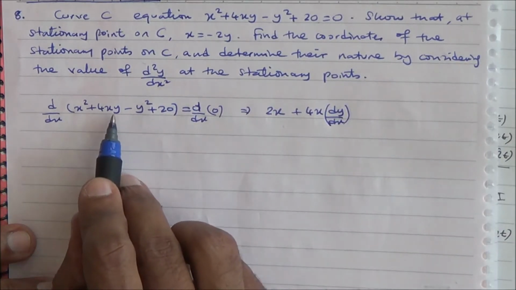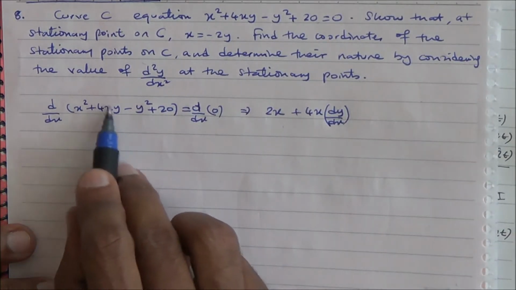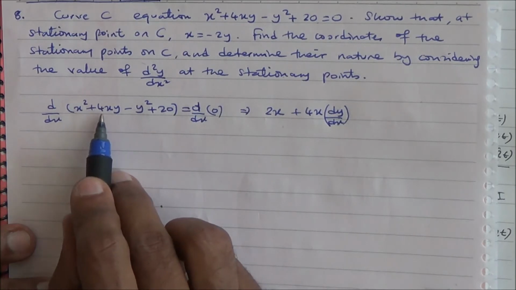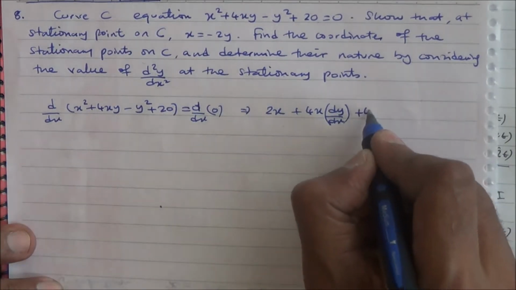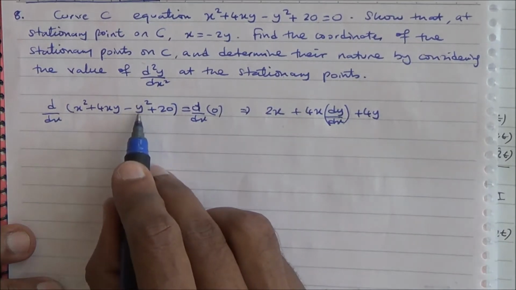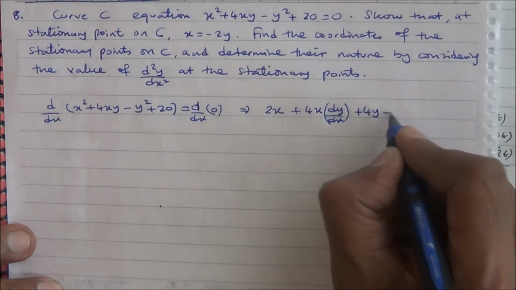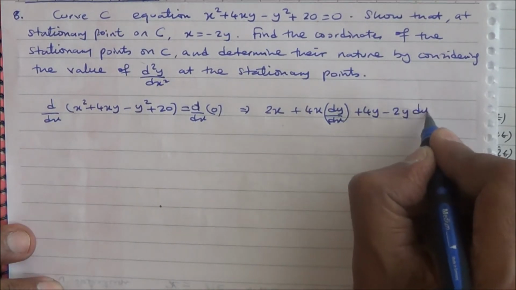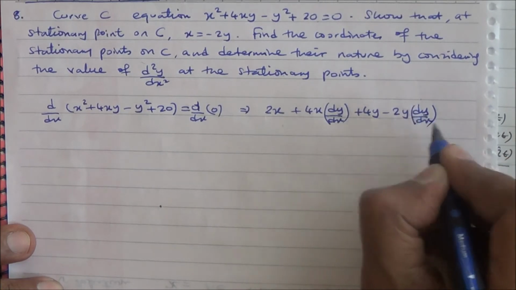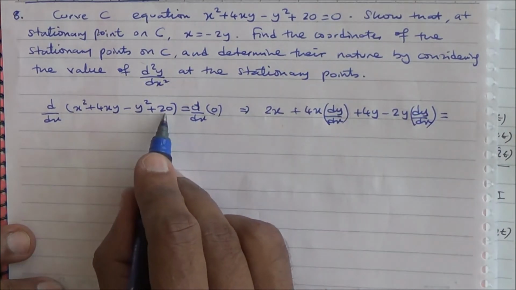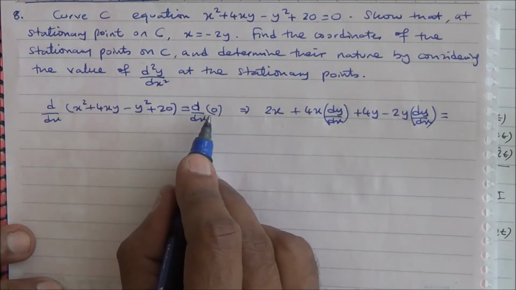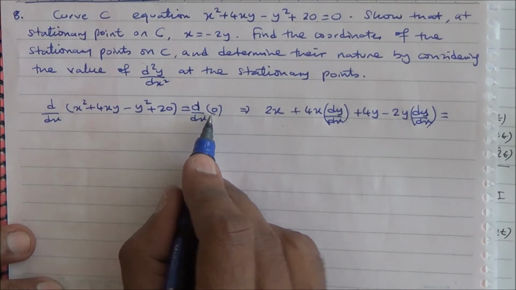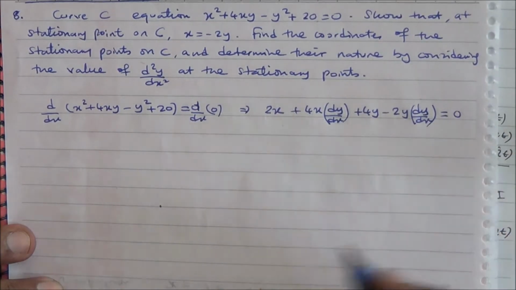Also, y times the derivative of 4x, so y times 4. That's going to be plus 4y. Differentiating y squared, you're going to get 2y dy by dx. And of course, if you differentiate 20, you're going to get 0. And if you differentiate 0, you're going to get 0. So this is equal to 0.